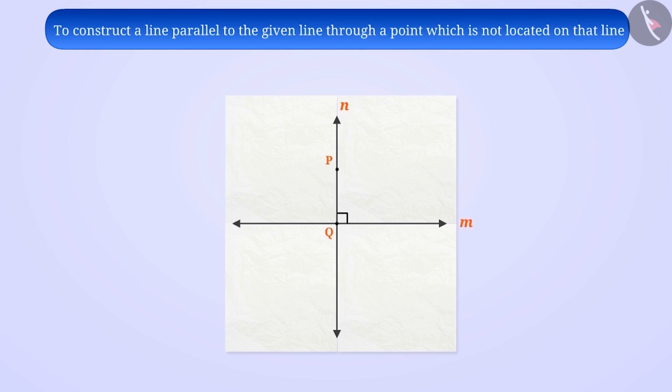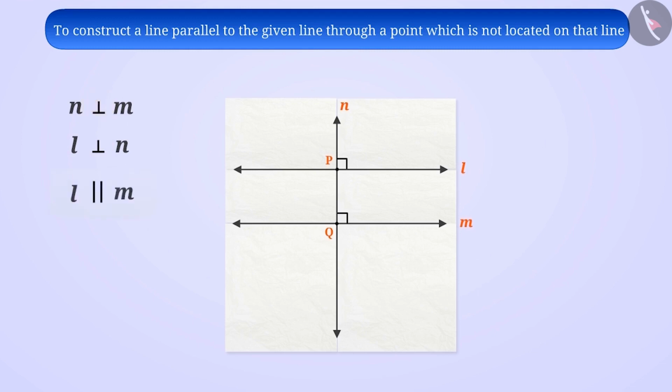We can say that N is perpendicular to M. Make a fold perpendicular to this perpendicular through the point P. Name the new perpendicular line as L. Here we can say that L is perpendicular to N. Since L is perpendicular to N and N is perpendicular to M, can we say that L is parallel to M? Think for a while.